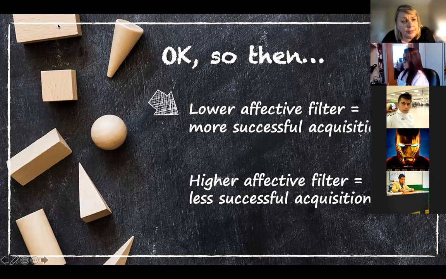Okay, what we do know then is that the lower the affective filter, the more successful acquisition. The higher the affective filter, the less successful acquisition. So normally we think high is good, right? Like high motivation, things like that. But no, what we want here is to have a low affective filter, because remember the affective filter is like a wall.